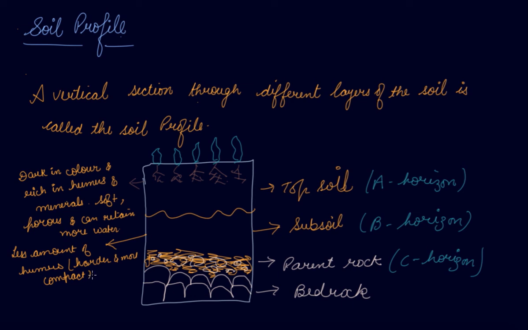The third layer is the C horizon or the parent rock, which is made up of small lumps of rock with cracks and surfaces. Now below this layer is the bedrock, which is hard and difficult to dig with a spade.